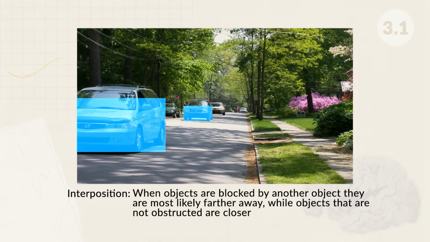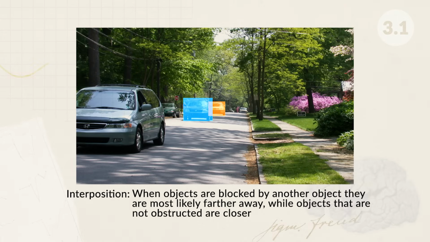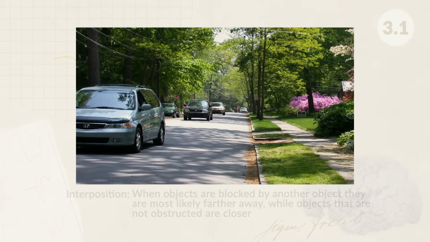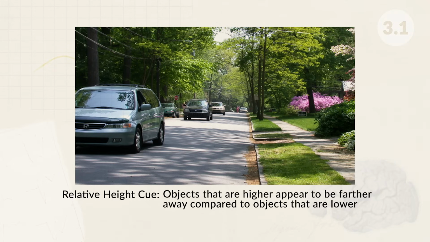Interposition also helps us understand how close an object is. We can see that when objects are blocked by another object, they're most likely farther away, while objects that are not obstructed are closer. Objects that are higher appear to also be farther away compared to objects that are lower. They appear to be closer to us.